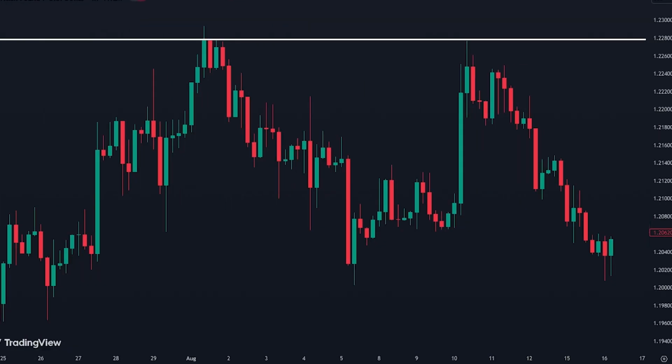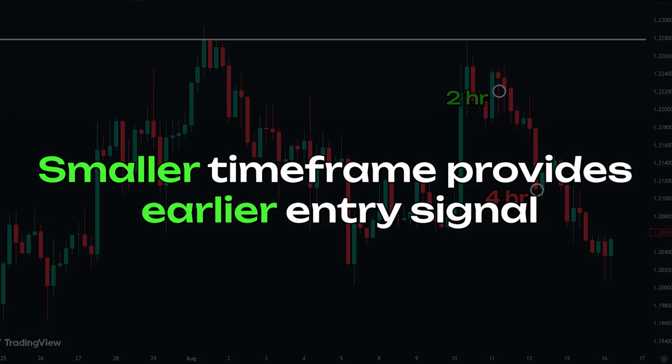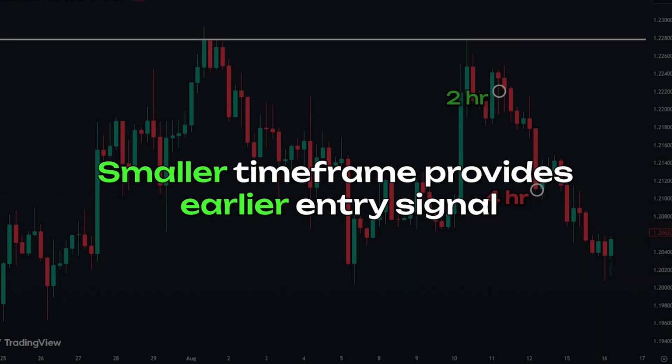Here we are back at the 4-hour time frame, and notice that if you would have used the crossover from the 2-hour time frame, the trade entry would have been here. But if you would have used the crossover from the 4-hour time frame, it would have been here. And despite the fact that both trades ended up being profitable, the smaller time frame crossover still gave us an earlier entry signal. Let's take a look at the strategy one more time.